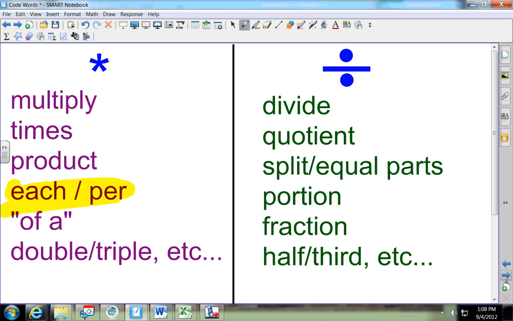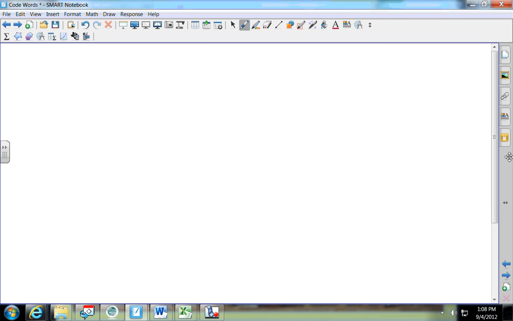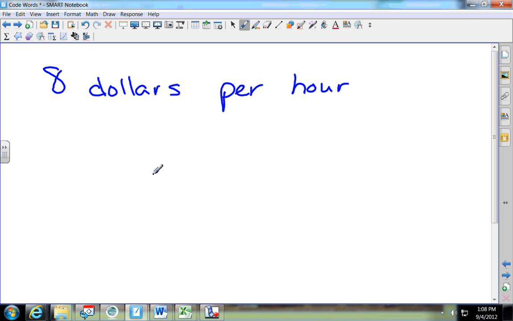So for example, when it says that we make $8 per hour, if I was writing that as an algebraic expression, that means $8 per means to multiply. H is the number of hours, so it's 8 times H. So whenever you see per and each, it just means you're going to be multiplying by a variable. Now we also talked about last week, we were working with equations.